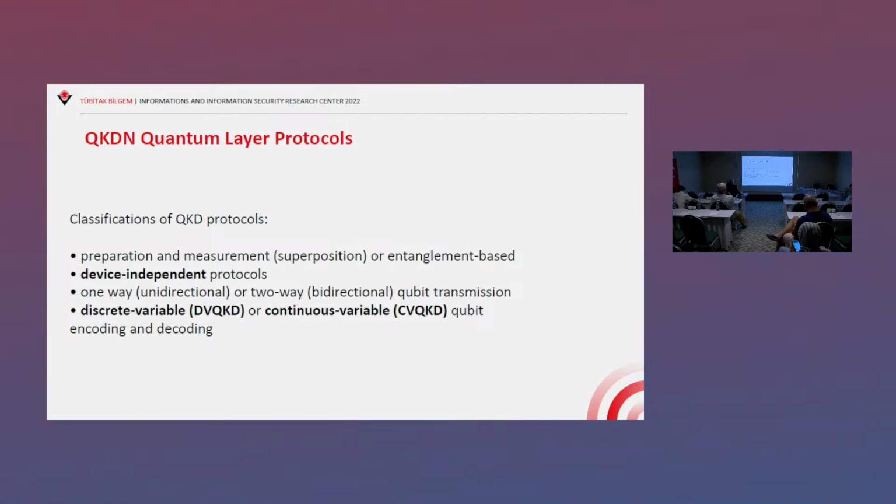The advantage of continuous variable QKD is that it's possible to use already available equipment that one would use in optical communications, fiber optics communications. It's basically the same equipment. So in practice, these continuous variable systems are getting more and more popular.